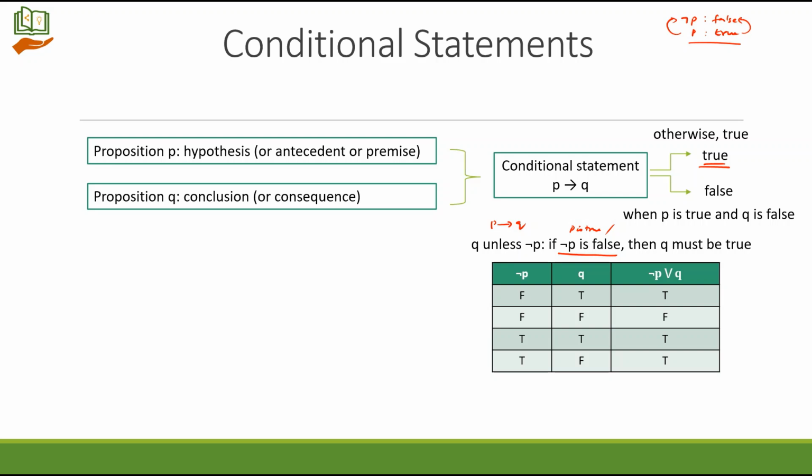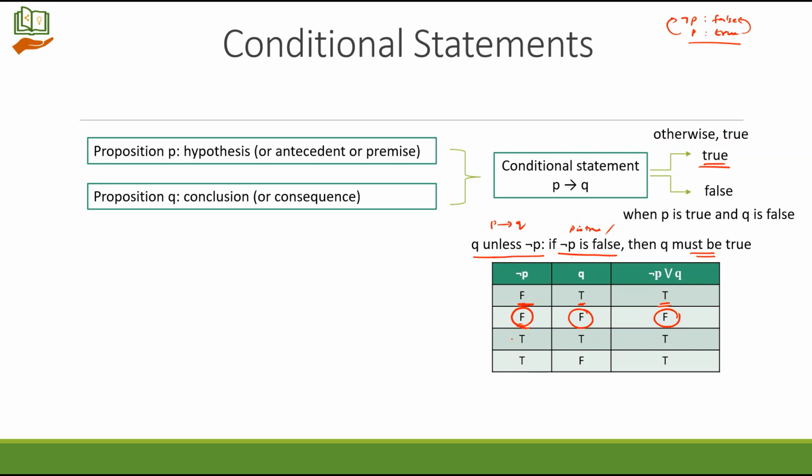When we say Q unless not P, when not P is false, then Q must be true is the condition. So when not P is false, Q is true, so we term it to be true. But here, when not P is false, we are contradicting this statement. We are marking Q as false. So what happens? This particular result is false. Now what about not P being true?